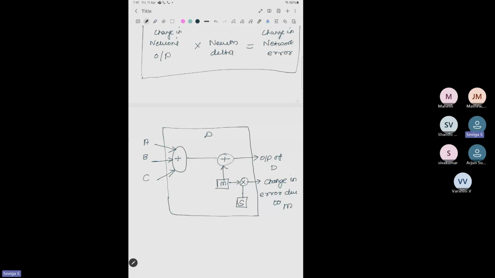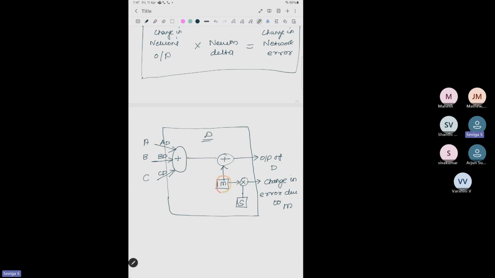Yeah. So here you have a neuron D. For this neuron, you have inputs from three previous neurons A, B, C. The corresponding weights AD, BD, CD lie on these edges. The outputs from these three neurons get multiplied with these weights and then added up. And this is your output of D.